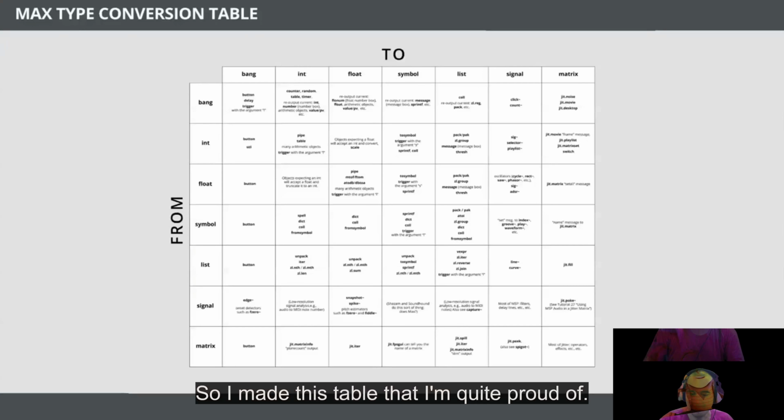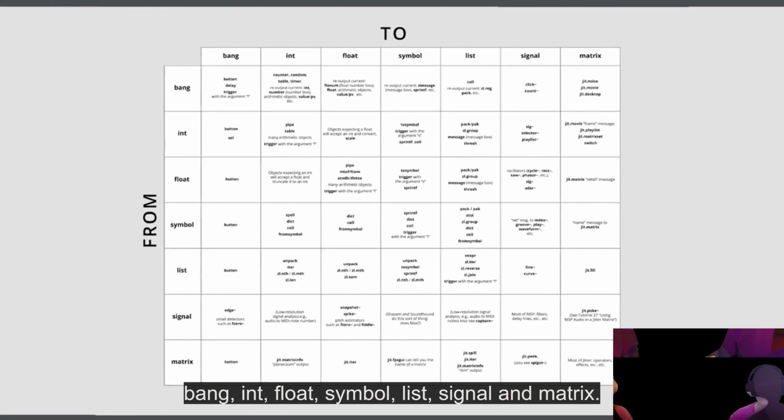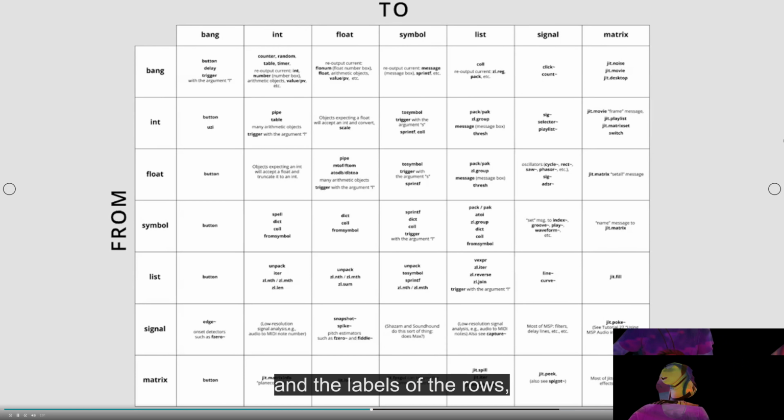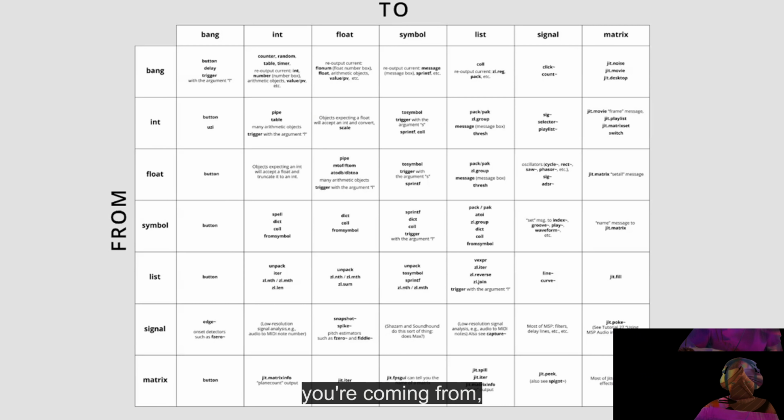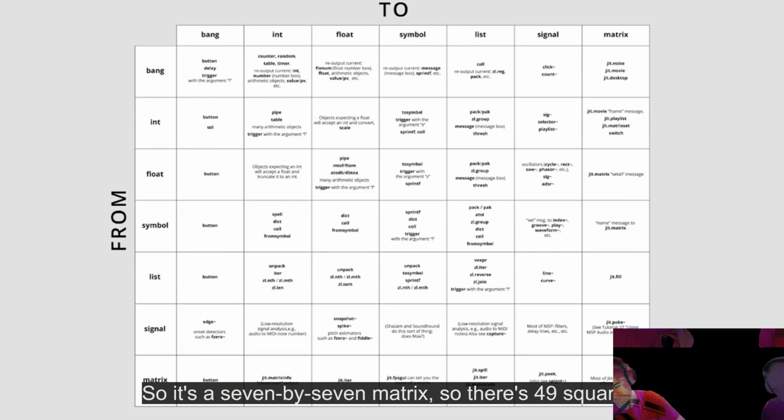So I made this table that I'm quite proud of. It's got all these 7 types of Max: bang, int, float, symbol, list, signal, and matrix. And those are the labels of the columns and the labels of the rows. The idea is that the row says what type you're coming from, and the column says what type you're going to. So it's a 7 by 7 matrix, so there are 49 squares.